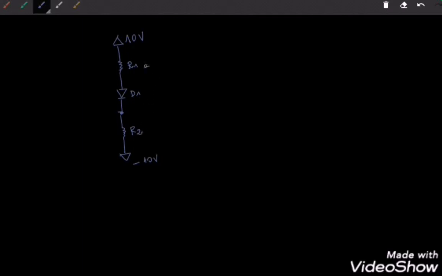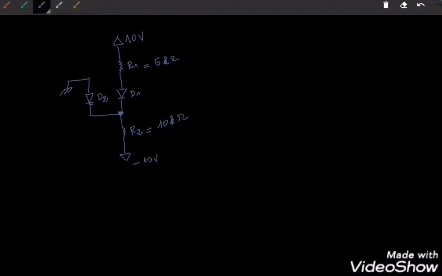So R1 is equal to, I would take 5 kilo ohms, and R2 I would take 10 kilo ohms. And here, from this node, I connect another diode whose anode is connected to the ground. So this is the diode 1 and this is the diode 2.